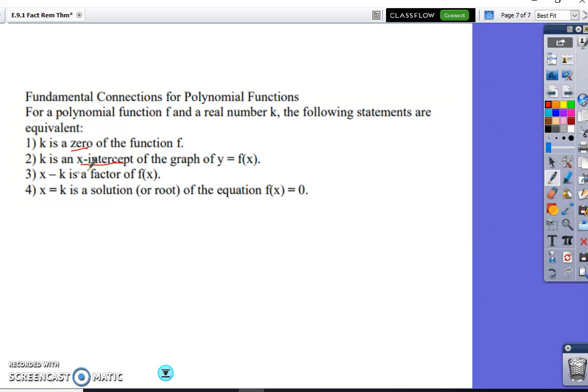x minus k is a factor. This is when we wrote our k as the opposite of what we saw here. Okay, so given a factor, our k was the opposite of what was here. Okay, and then x equals k is a solution or a root of the equation f of x equals 0. So that's saying if it's equal to 0, then that's one of the answers there. Those all mean the same thing. So you could see any of those.